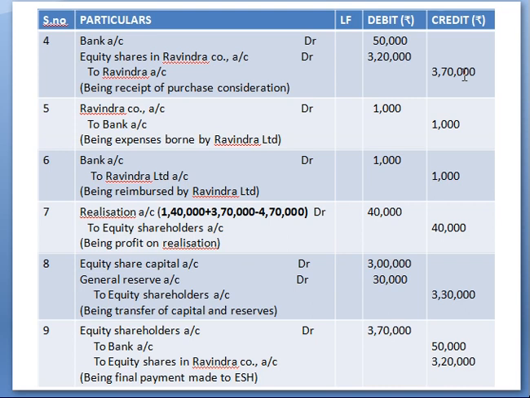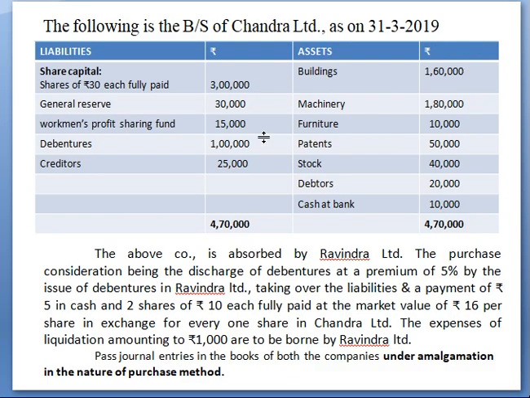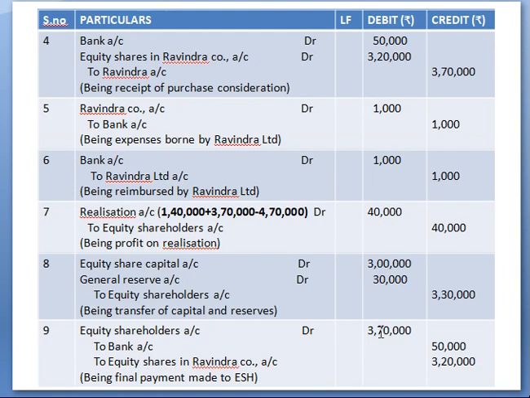And next is the expenses. Now who paid the expenses? The expenses are borne by the purchasing company, right? So the purchasing company is your debit. So Ravindra Limited account debit to bank account, which is 1,000. And next is the reimbursement, which the selling company will now receive, right? So bank account debit to Ravindra Limited 1,000. And after your expenses, the next is calculation of realization profit or loss.